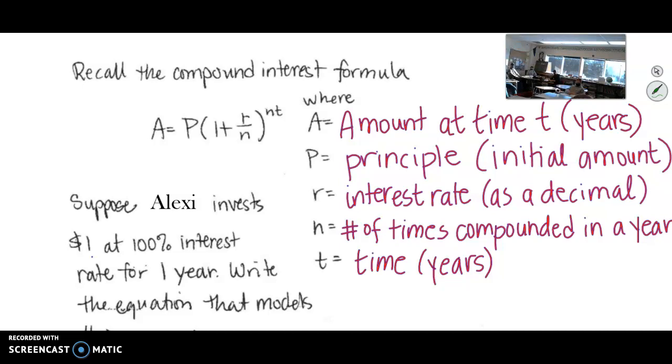Capital A for this formula is the amount at time t in years. And again, some books will use different lettering, but it's the position where they are. So A is over there by itself. That's what it's solved for. That will be the amount at time t.